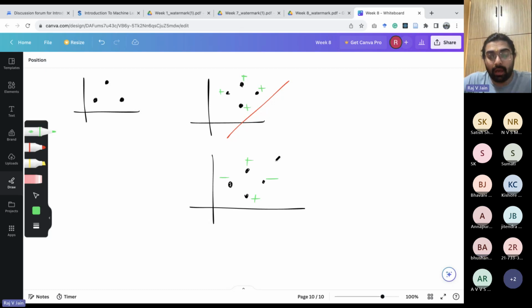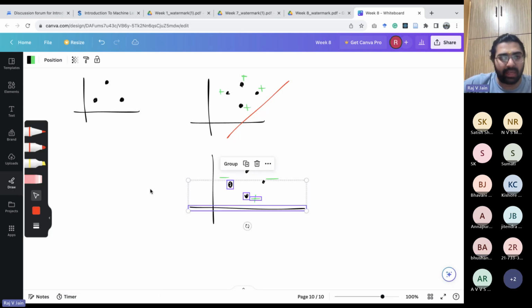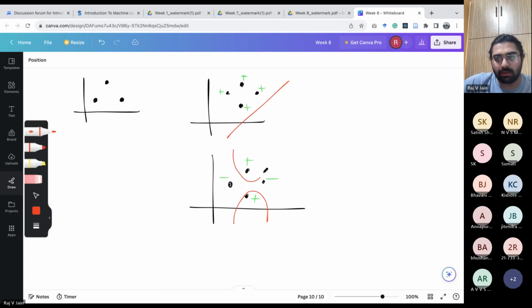We're not saying only a rectangle. A rectangle can also do it, but the idea being that a straight line will not be able to do it. But let's say I can have something like a quadratic curve, a parabola, for example, where I can do something like this. Sorry, a hyperbola. So a hyperbola can solve this. So in that way, that's the idea.